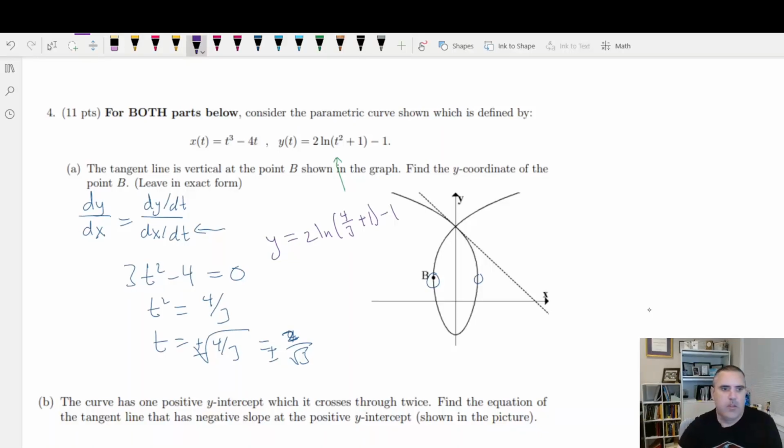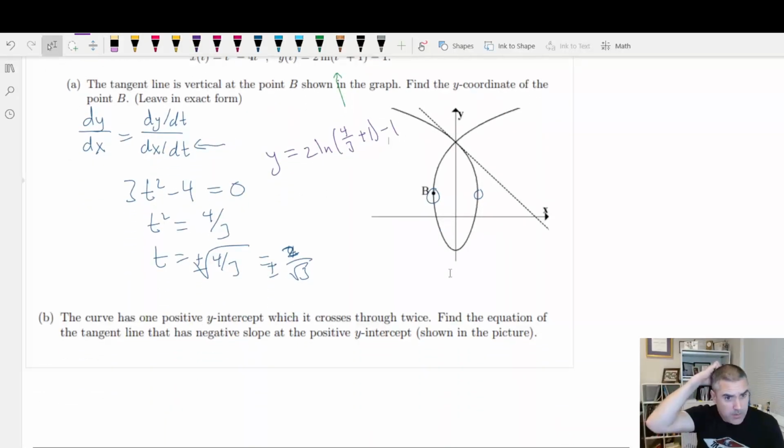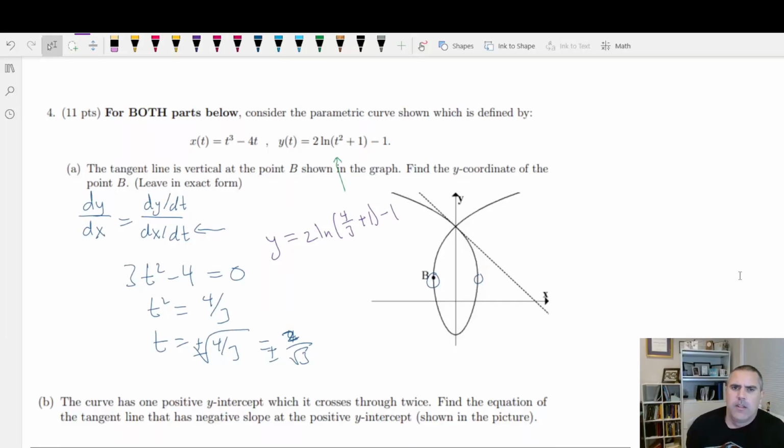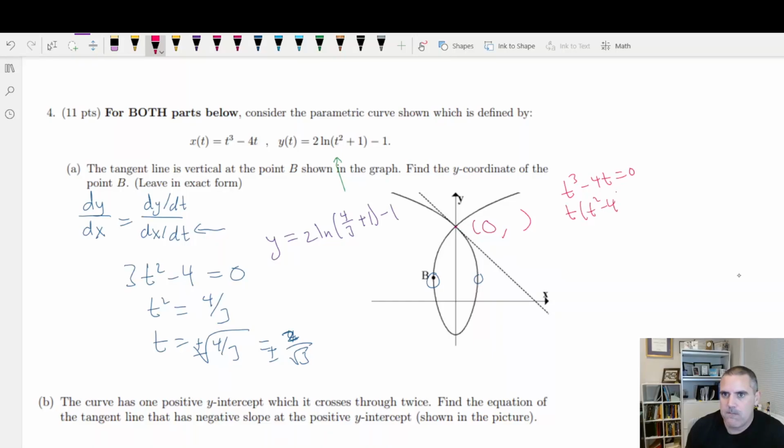Okay, that's fine. That goofy curve has one positive y-intercept which it crosses twice. Find the equation of the tangent line, the one that has a negative slope. So that sounds like a lot, but if you think about that point, that's when x is 0, sorry. So I need to figure out when x is 0. When is x 0? Well, it's going to be t cubed minus 4t equals 0, and so you can factor that and get 3 solutions. t could be 0 or it could be plus or minus 2.